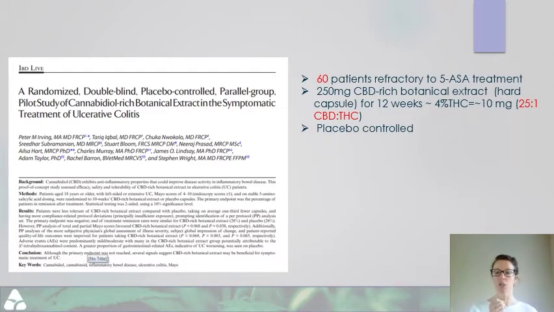And these are patients who weren't responding well to the treatment that they were already on. And they were given 250 milligrams of a CBD rich extract, and this did have some THC in there, so it was about 4% THC. And so if you do the maths, you'll calculate that that was equivalent to about 10 milligrams of THC in each capsule, which is equivalent to about a 25-to-1 CBD to THC ratio. And it was also placebo controlled.